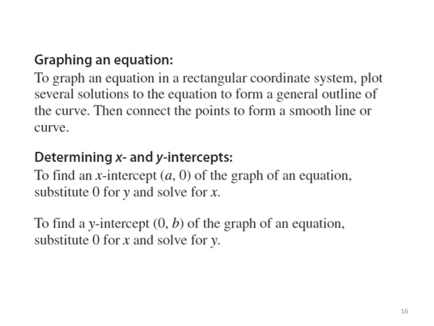Now, what about the y-intercept? The y-intercepts are those points where the graph intersects the y-axis. You can find them by setting x equals 0, substituting x equals 0 and solving for y. So these points will have the form (0, b), 0 for x and some other value for the y coordinate. To find these, you must substitute 0 for x and solve for y.